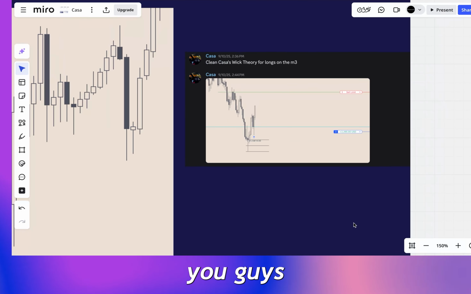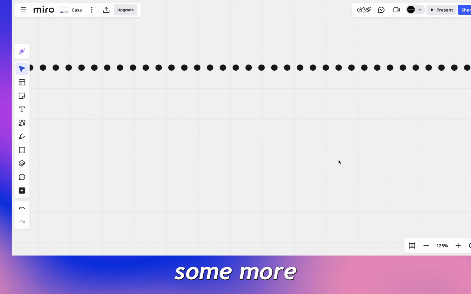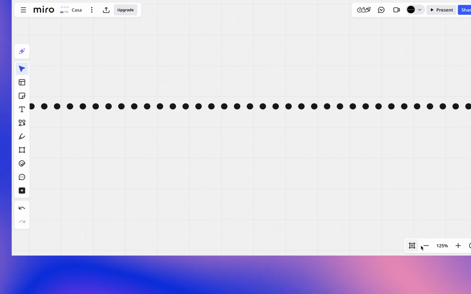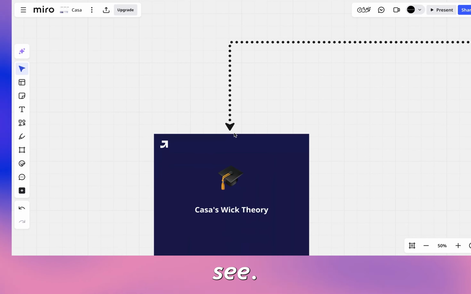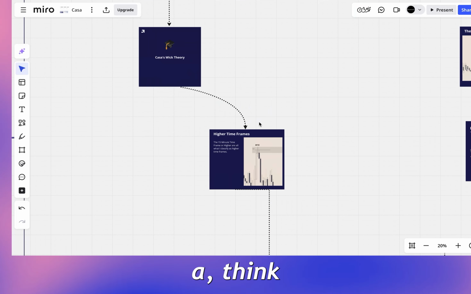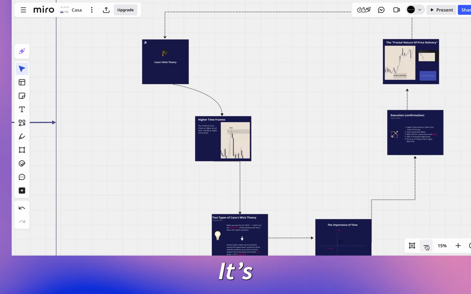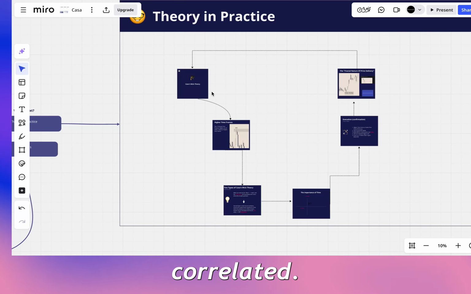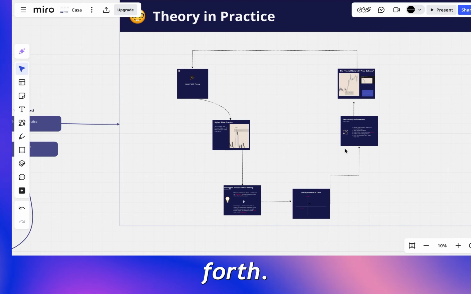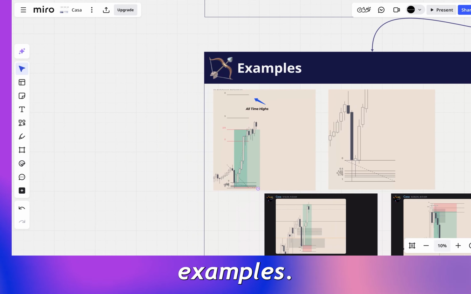But yeah, I just wanted to give you guys some more narrative around, you know, confirmation, some more confluences. Let's see. And yeah, that's all I have for that. Again, think of it like the infinity loop that just keeps on spinning. It's the same thing. They're just all correlated. They go back and forth. That's the correlation, right? So now we have some examples.